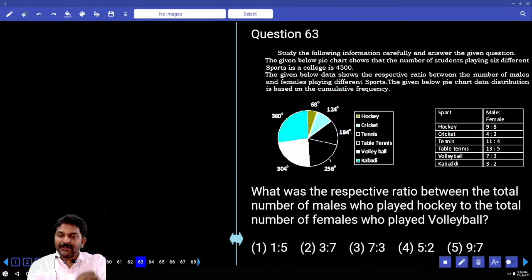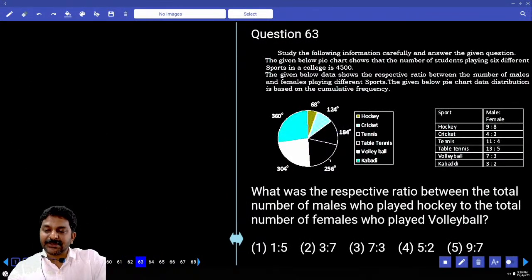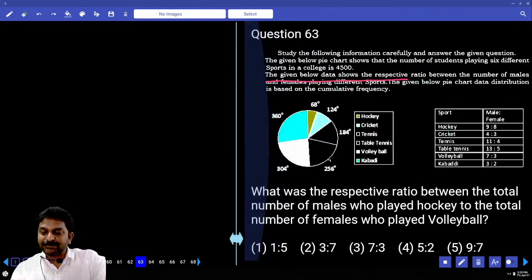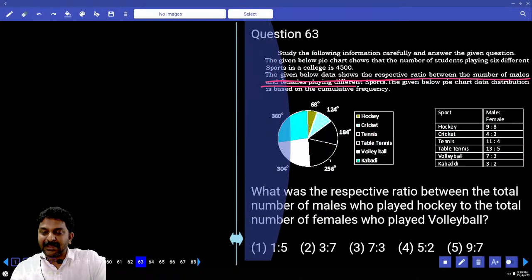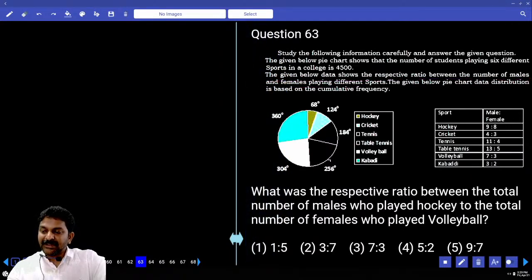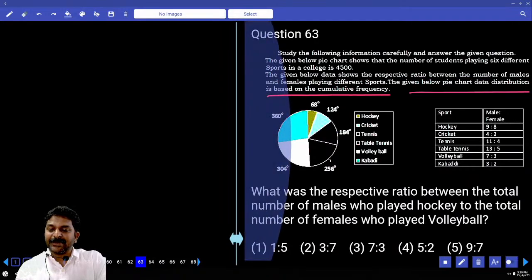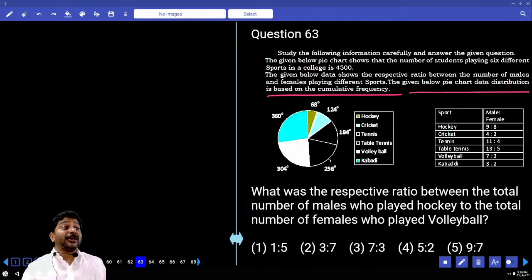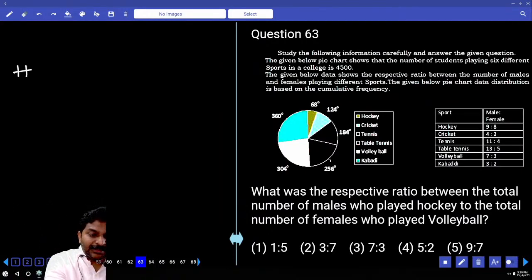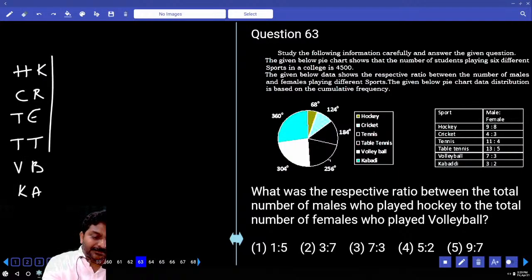Right, 63. The given below pie chart shows the number of students playing 6 different sports in a college, which is 4,500. The given below data shows the respective ratio between the number of male and female playing different sports. The given below pie chart data distribution is based on the cumulative frequency. Yes, so you need to work here. We have hockey, cricket, tennis, table tennis, volleyball, and then kabaddi.